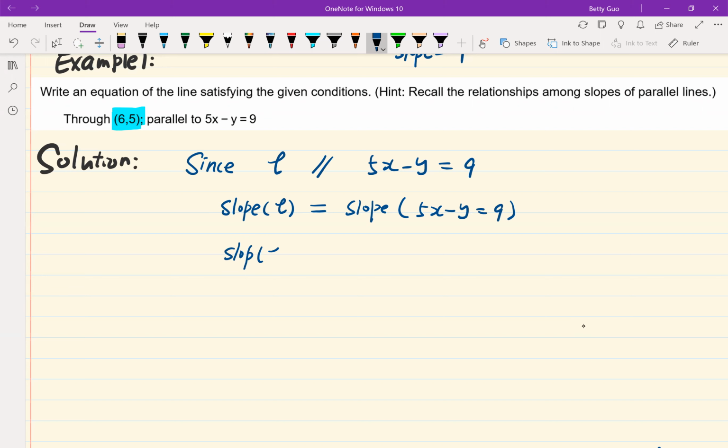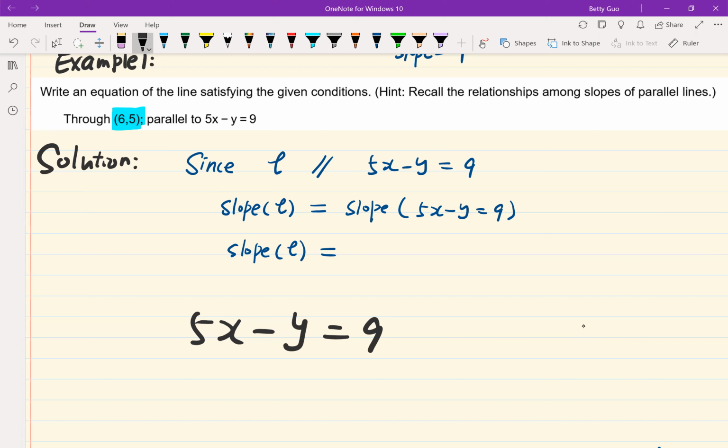Then the slope of L equals the slope of 5x minus y equals 9. We need to find the slope for this equation. Tell me what form this equation is in. Standard form, point slope form, slope intercept form? 5x minus y equals 9. Huh? What is it?